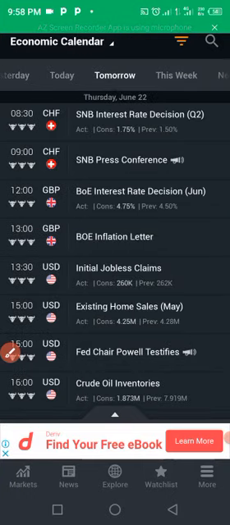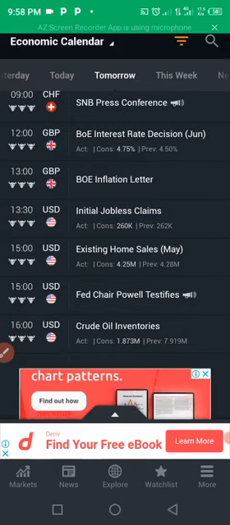So tomorrow we are having CHF. CHF is coming up about 8:30, 9 o'clock. These are high impact news. So if you are trading this currency pair, make sure you trade before then or after then. So GBP is coming out by 12 p.m. So before that time, make sure you've traded, or after the news you trade.